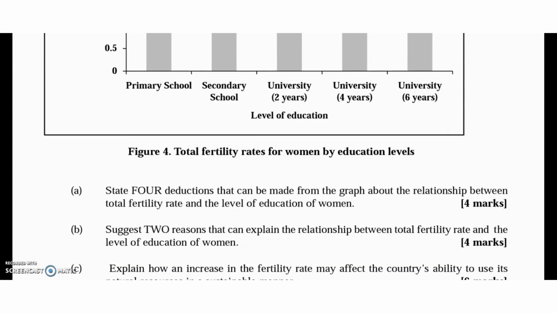Now, just two reasons that can explain the relationship between total fertility rate and the level of education of women. First and foremost, we must bear in mind that educated women are those who are associated with a greater degree of independence, and this would be associated with them trying to solidify and acquire a better standard of living by striving for betterment. In doing so, they will have less time to have large families or rear children for that matter. That is one.